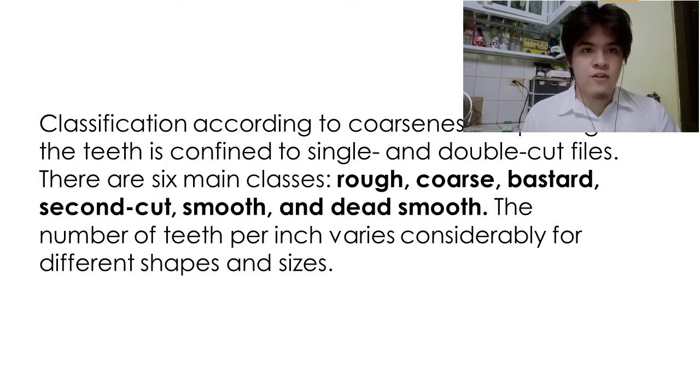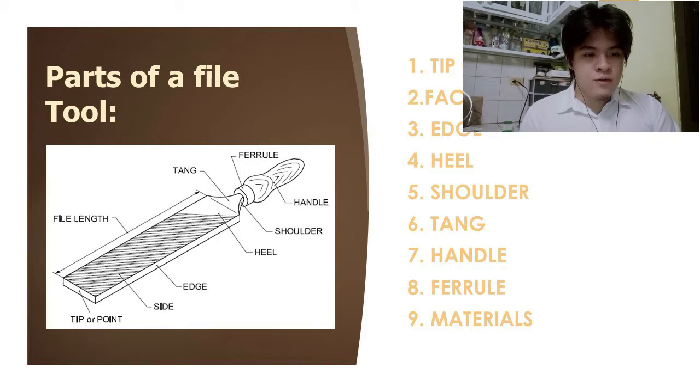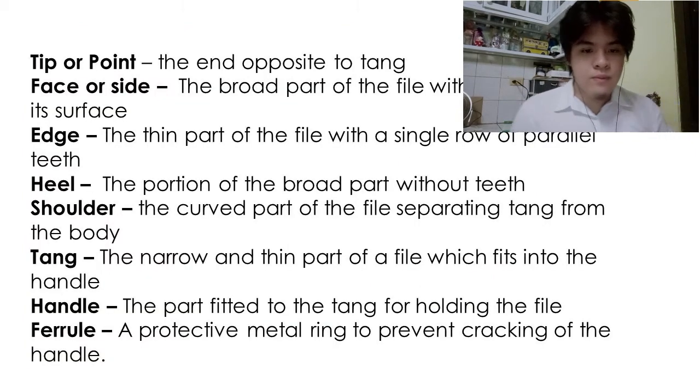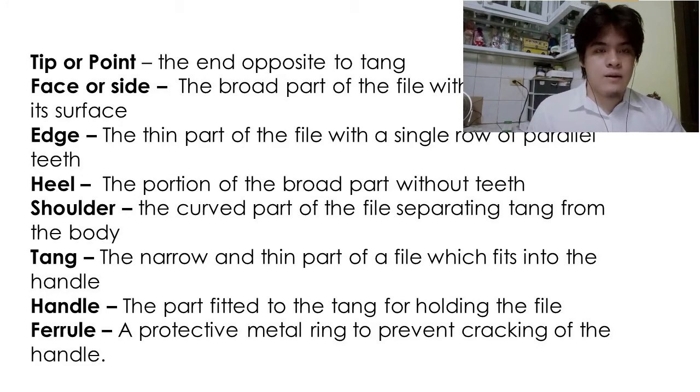As files have many uses, there are various types and forms of files. So first, the parts of a file are the tip or point, face or side, edge, heel, shoulder, tongue, handle, ferrule, and material. As for the tip or point, it is the end opposite to the tongue, meaning it is the one end of the file.